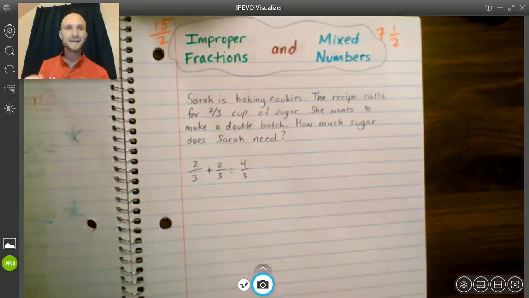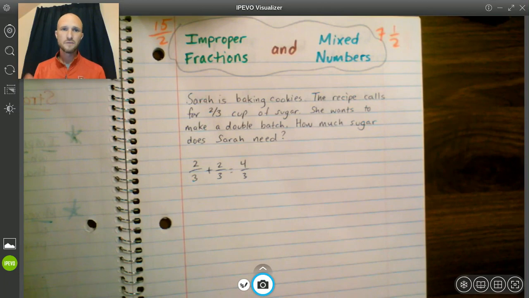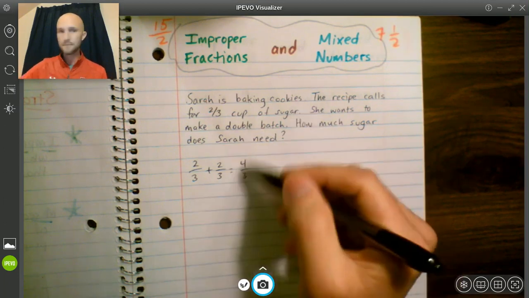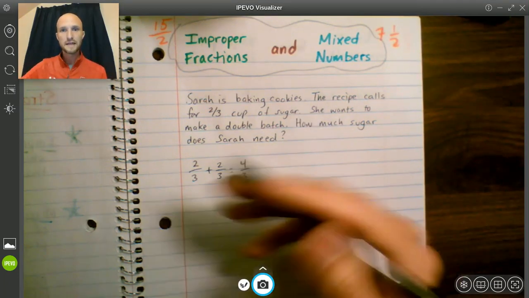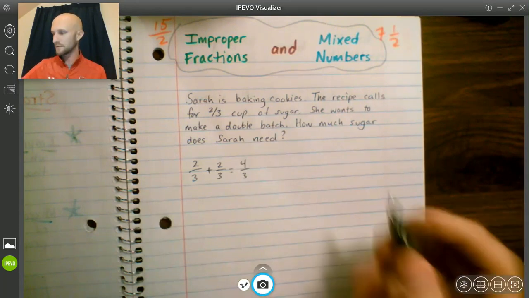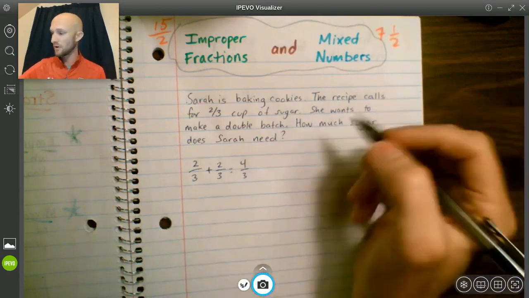When I add that together, I find out Sarah is using 4/3 cup of sugar, which means she's going to take her 2/3 and then do her 2/3 again. But if she really wants to think about how much sugar she is using, she needs to take that improper fraction of 4/3 and see it as a mixed number. So I'm going to show this with drawings right now.